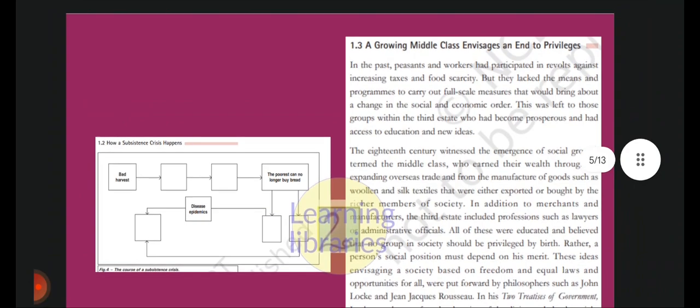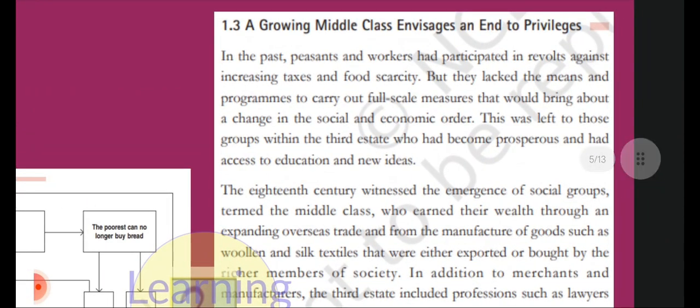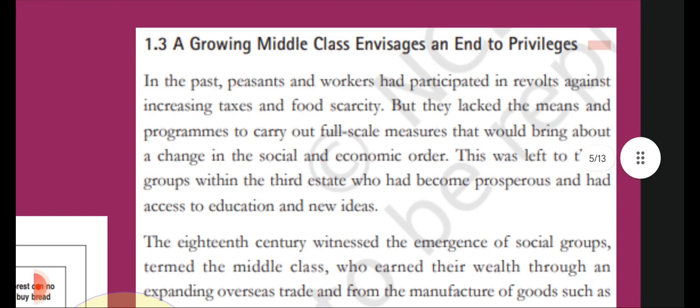So what happened was there was a growth of a middle class, a growing middle class that envisaged an end to privileges. There was a group of people who were educated and wanted to go to the next level. They were in a middle level. They were not completely farmers, not completely part of the nobility and church. They wanted to bring some changes in society. They were called the middle class.